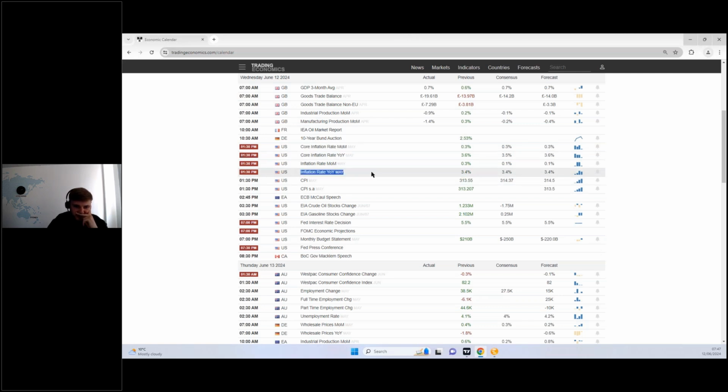So headline inflation print year over year, which is how much inflation has grown between now and this time last year, which again is another thing people fail to really understand when it comes to inflation, which is again another reason why I think people shouldn't vote. But this inflation rate is expected to be 3.4%.